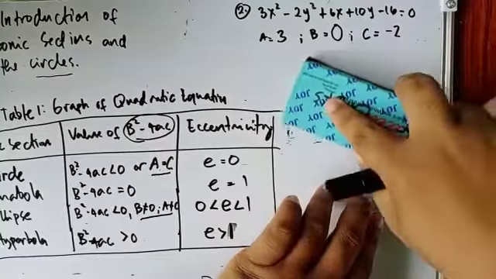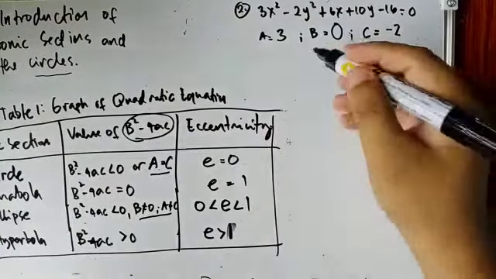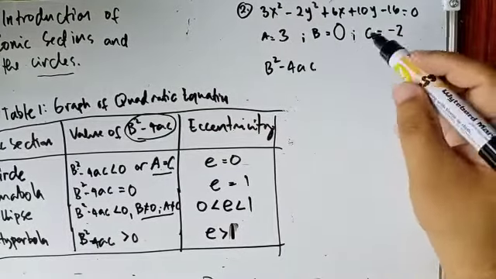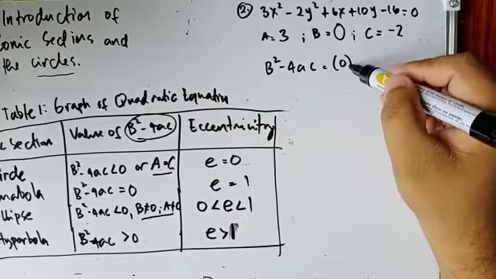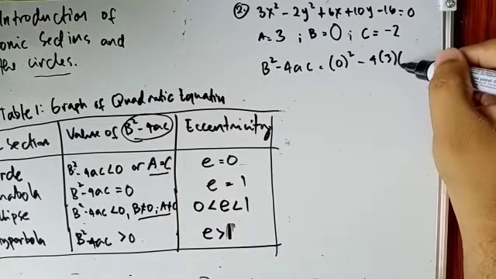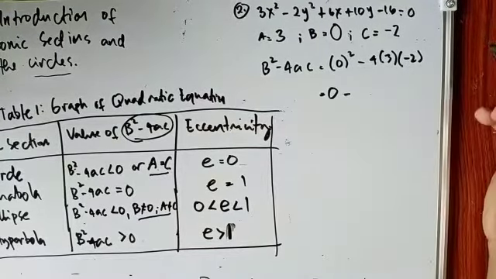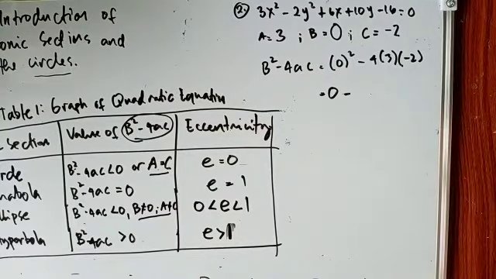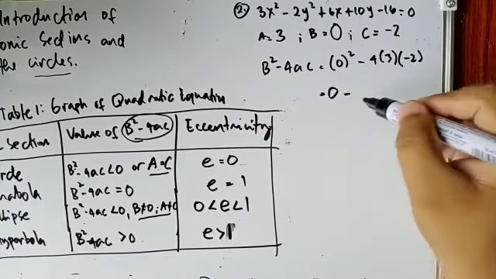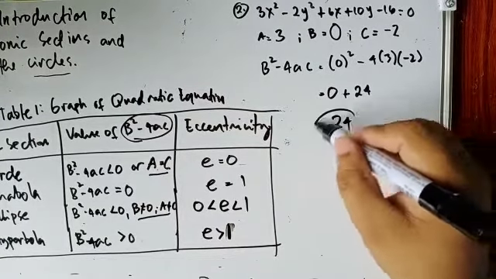Now, substitute na natin siya dito sa B squared negative 4AC. So again, yung B natin 0 squared minus 4. Yung A natin 3. Yung C natin negative 2. What is 0 squared? 0 minus what is 4 times 3? That is 12 times 2. Alright, that is 24. So negative, that is positive 24.